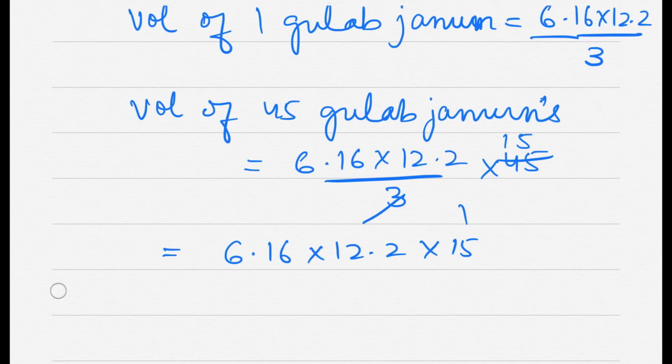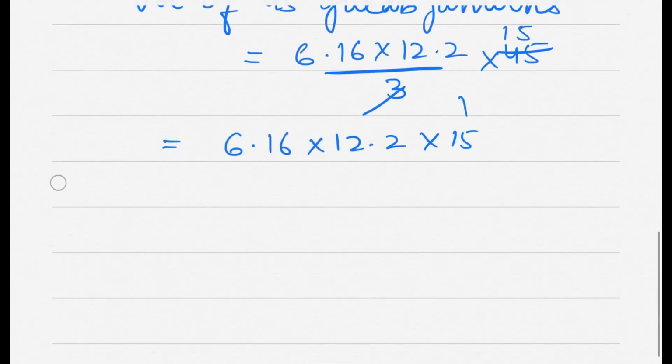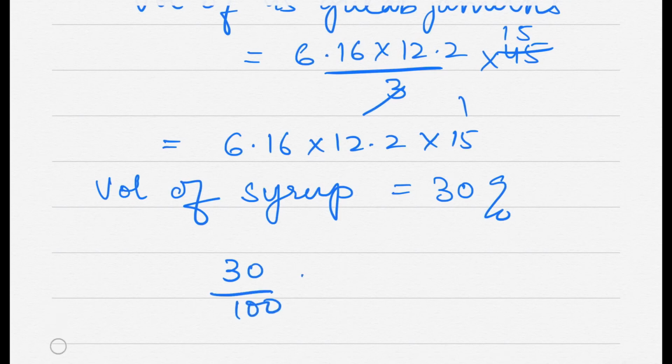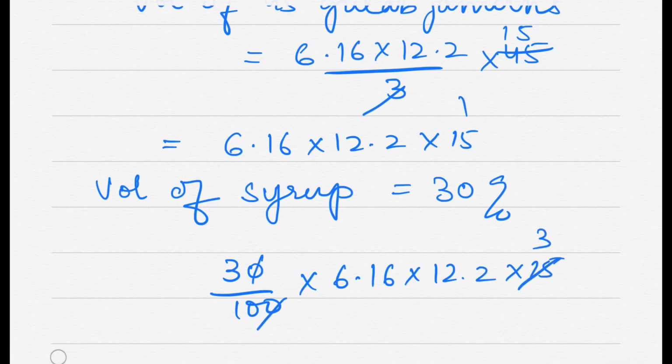Now I know each gulab jamun has 30% of the syrup, right? So volume of syrup is equal to 30%. Okay, they say 30%. So I have to find out 30% of this. So 30 by 100 into 6.16 into 12.2 into 15. This and this gets cancelled. Then 5 3s are 15, 5 2s are 10, and 2 1s are 2, 2 6s are 12, 2 1s are 2.